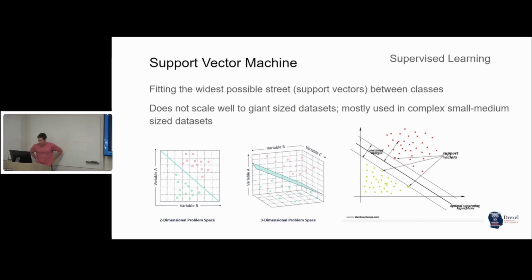In two variables, it would just be a line, but in three variables, it would be a plane. So it would be two lines or a hyperplane. And it's just trying to maximize the distance between the lines. That's the overall optimization goal. It's typically not used on very big data sets. It's mostly used on small to medium-sized, complex data sets.